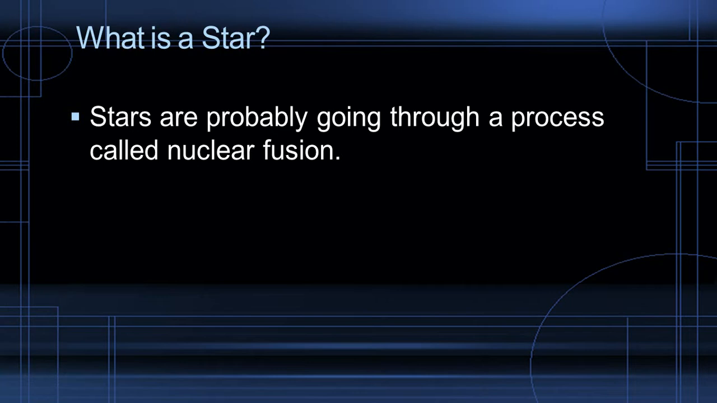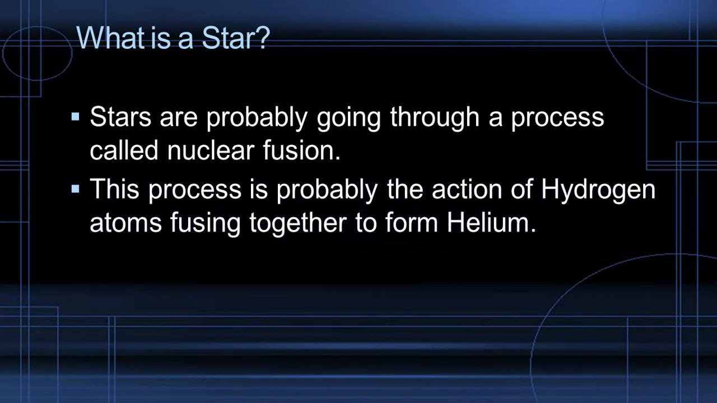So why do we think that, and what is this nuclear fusion? This process is the action of hydrogen atoms fusing together to form helium. Hydrogen atoms have 1 proton each, and helium atoms have 2 protons. So if I take hydrogen and squeeze them together, I can make a helium out of that. Now this is something that we cannot reproduce on the Earth. We haven't been able to do this, to make helium. Helium is an element, you can't make it.